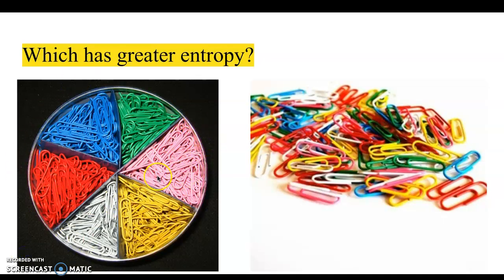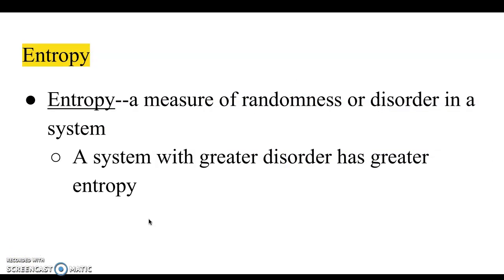this image has less entropy than this image. This is ordered and completely put into color order. This is chaotic and randomly thrown around paper clips. Therefore, this has the greater disorder or greater entropy of the two photos. So when we're talking about entropy or disorder, we're really just talking about a system that is less organized.